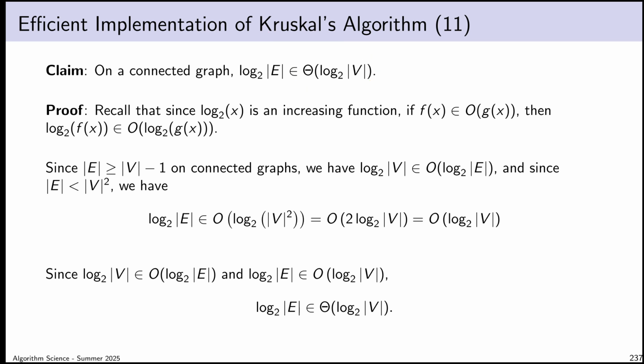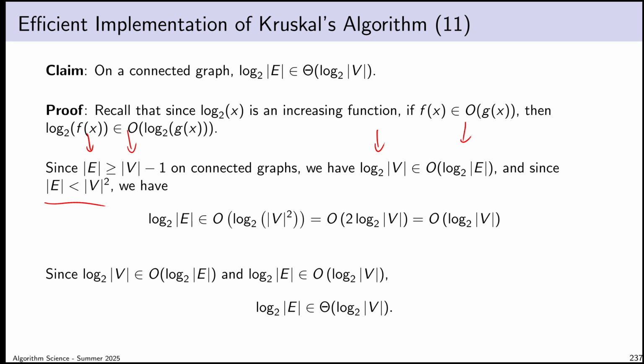So remember that log x is an increasing function, and one thing we know about asymptotics is that if you know that f is big O of g, that means that since log is an increasing function, log of f is big O of log of g. Okay, so keep that in mind. We saw this earlier, that the number of edges of a connected graph is at least the number of vertices minus 1, which of course is one way of, we can observe from that log of V is big O of log of E.